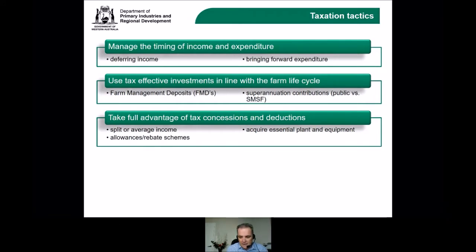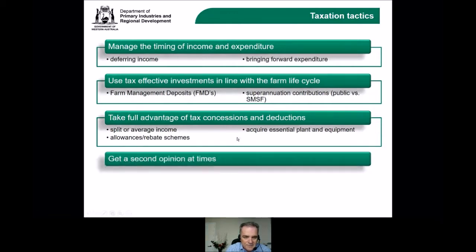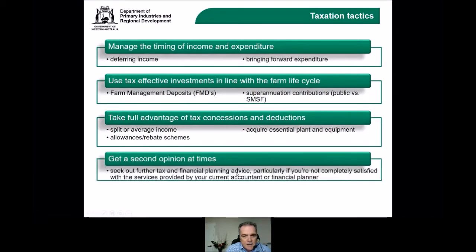So your accountant would be fully aware of all these different options that they're talking about here in terms of splitting and averaging and allowances and rebates and when's the best time to buy plant, etc. It does pay to get a second opinion at times, especially when it's a major decision.